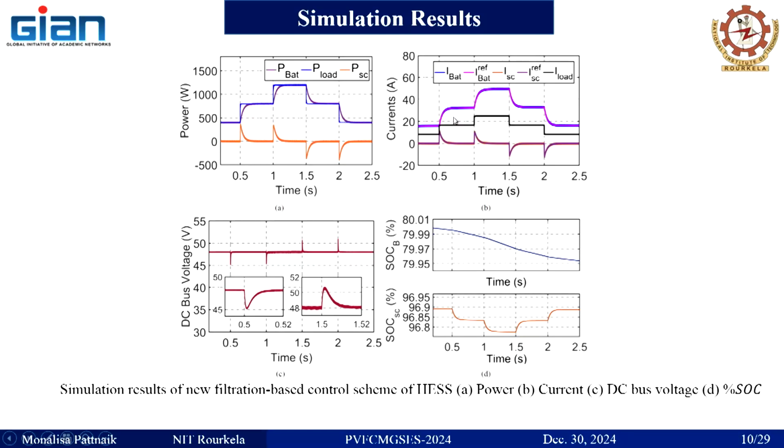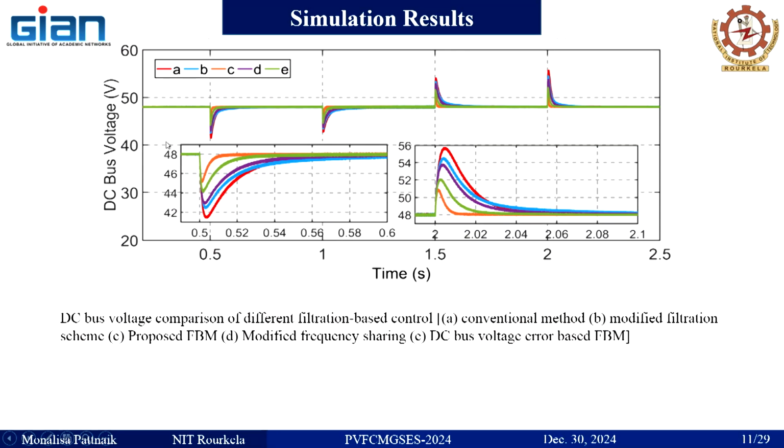So, this is for the proposed method, and then for this VDC, the DC bus voltage, here we have tried to compare all these topologies. Okay. So, this is the conventional one, and then all those 4 control methods. If you see the undershoot and overshoot, it is gradually decreasing. This is the overshoot case and this is the undershoot case.